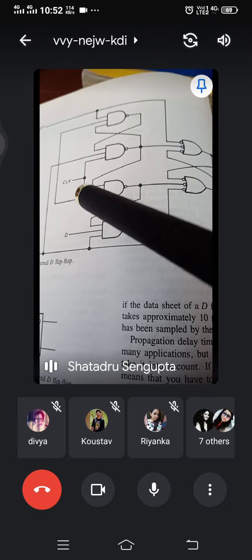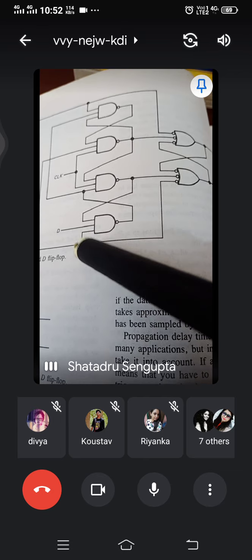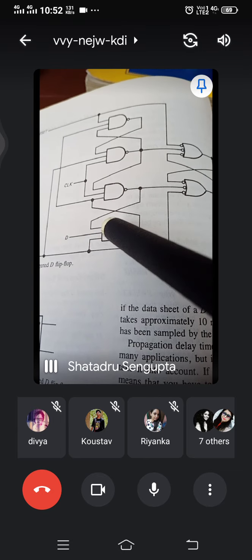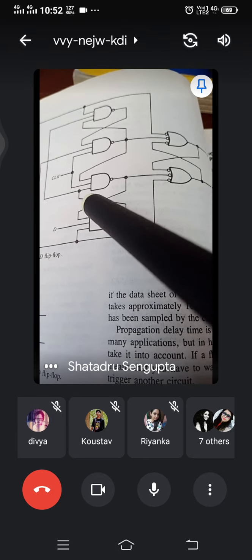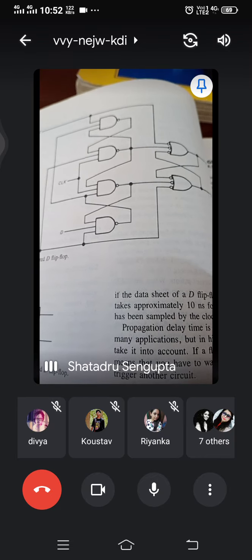That is why we were using edges rather than levels. It's harder to design, but it's much easier and much more secure to operate these kinds of devices, which are edge triggered.